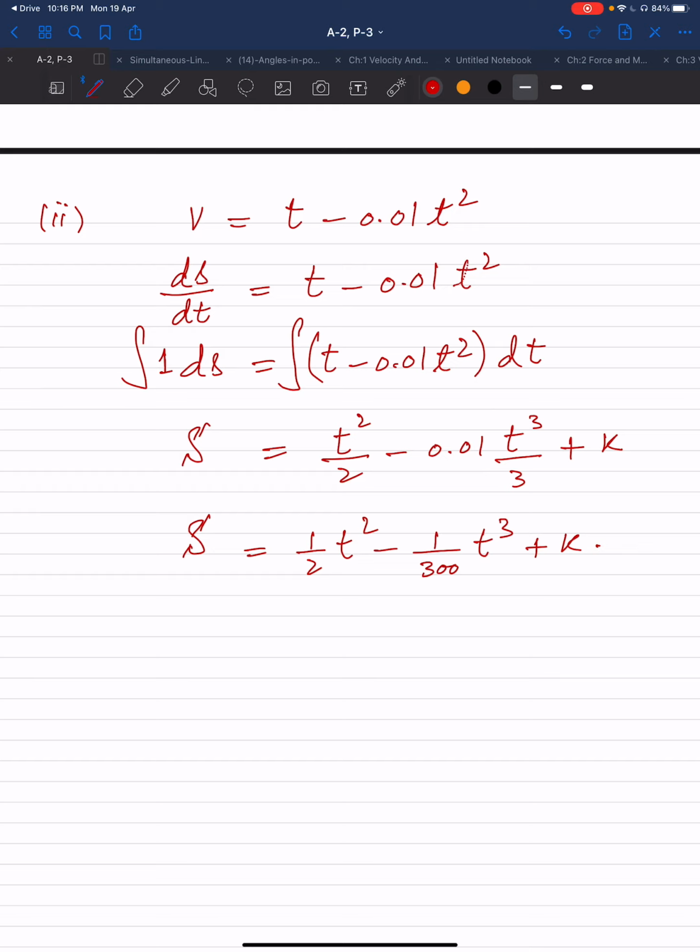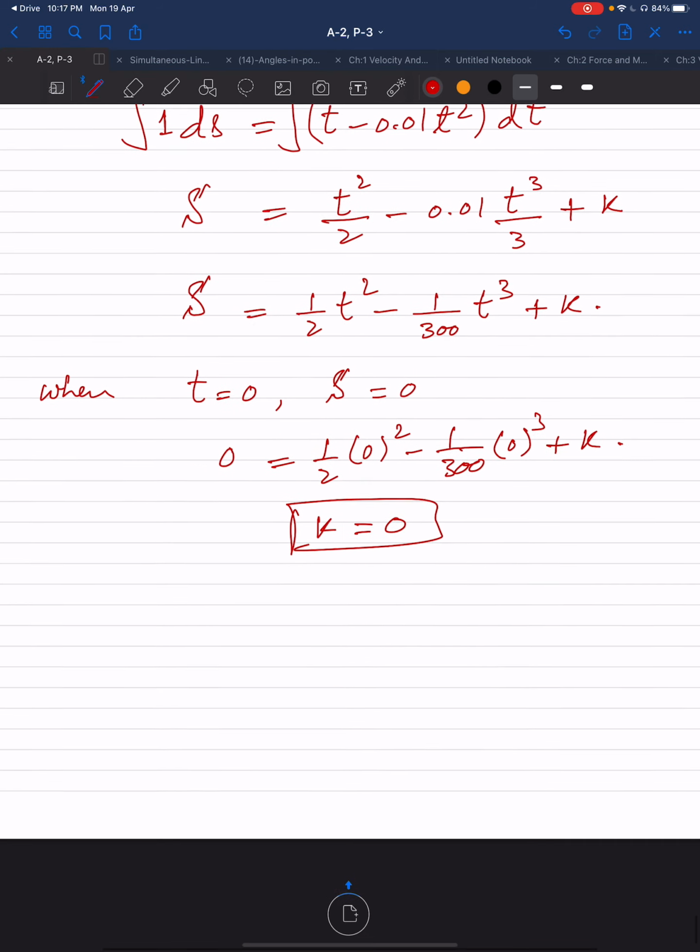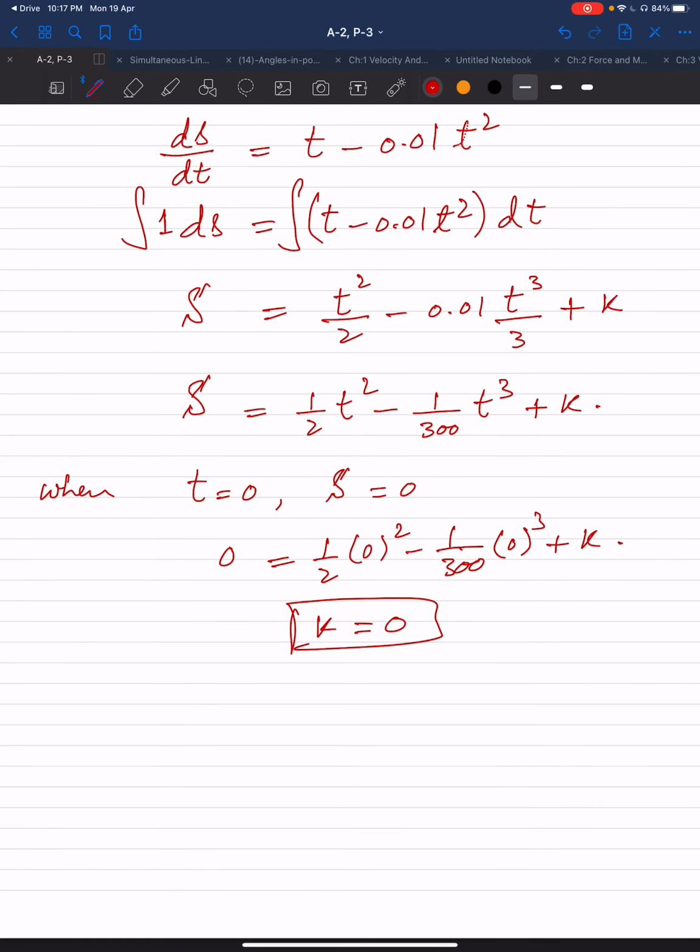You know that when t is equal to 0, s is equal to 0. So 0 equals 1 by 2 into 0 square minus 1 by 300 into 0 cube plus k. So k is equal to 0. You got the constant value. Now substituting it back into the equation, you got the displacement function as 1 over 2 t square minus 1 over 300 t cube.